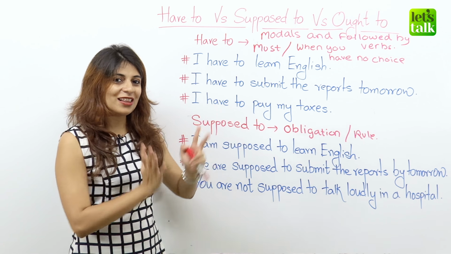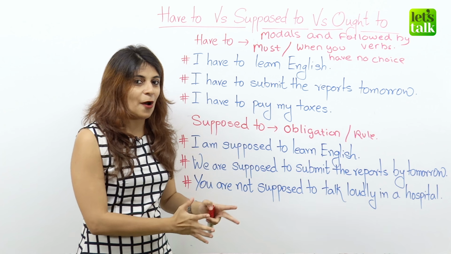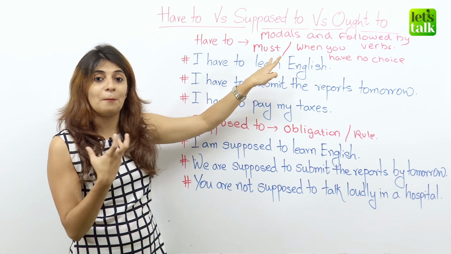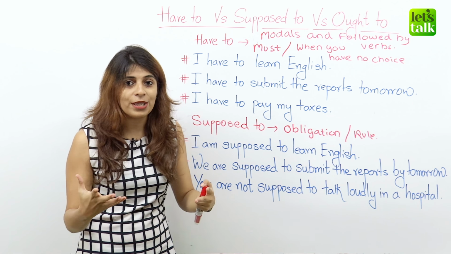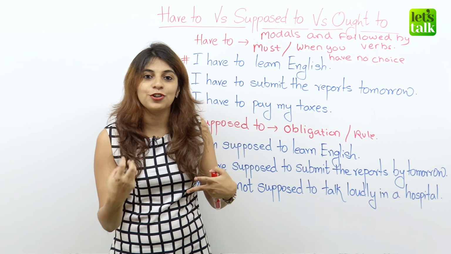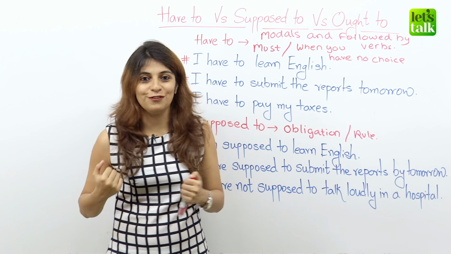Alright, so you got the difference between have to and supposed to. Have to can be used just the way we use the word must, where you have no choice, whereas supposed to is used more like an obligation or like a rule that you need to follow.